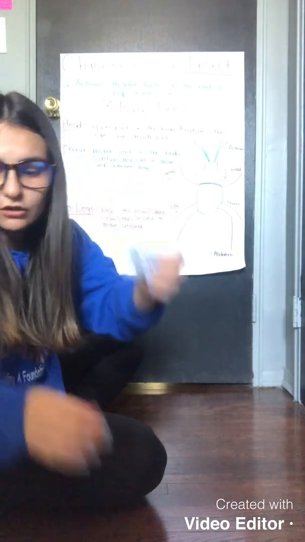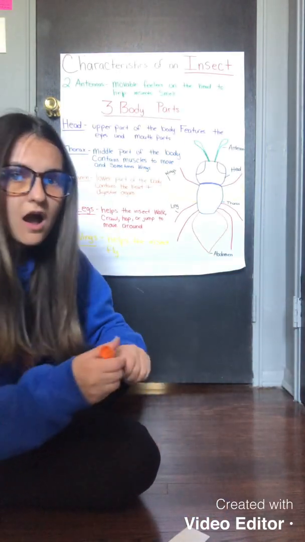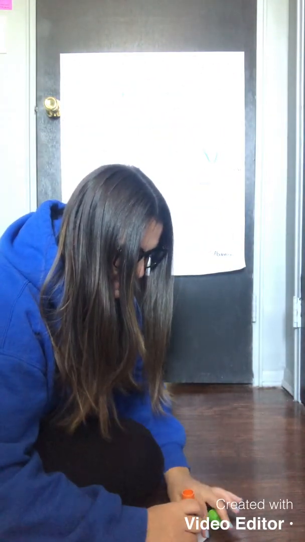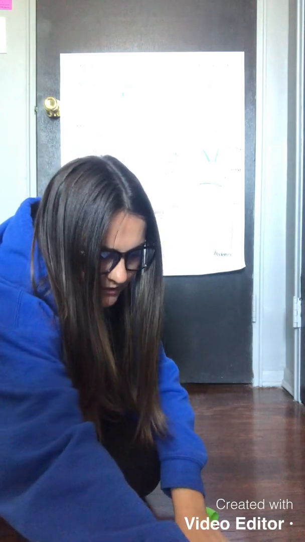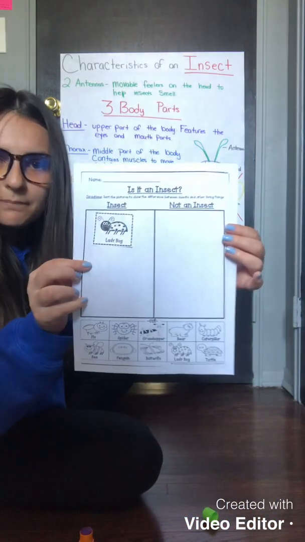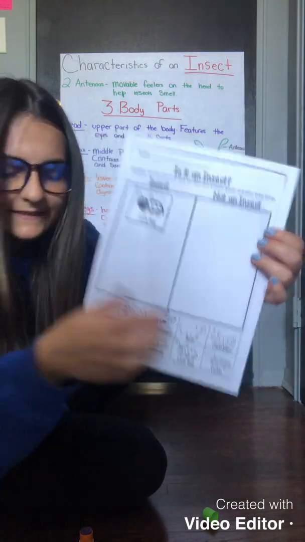So we are going to glue her onto the insects section. So I got some glue, and I'm just gonna stick my little ladybug up there. And now you can see on my paper we have 1 insect.